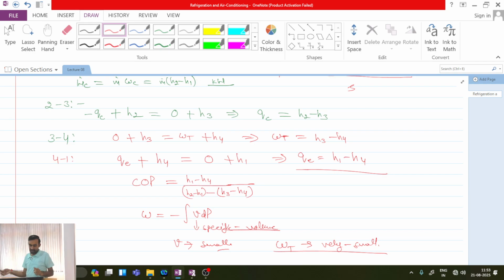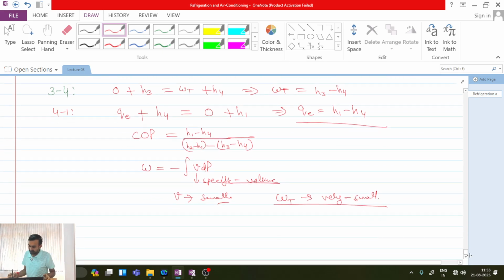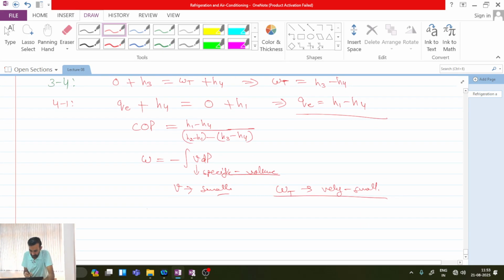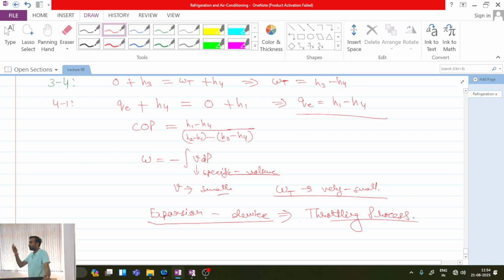So that's why we do not use turbine in the practical devices, and in practical devices in place of turbine we use some device which is called as expansion device. Okay, and because ultimately what is our aim? Our aim is to decrease the pressure from point 3 to point 4. So we will be decreasing the pressure in expansion device, and the process which takes place in the expansion device is actually throttling process. Is this one clear? Do you know about throttling process? All of you have heard this name, throttling process.